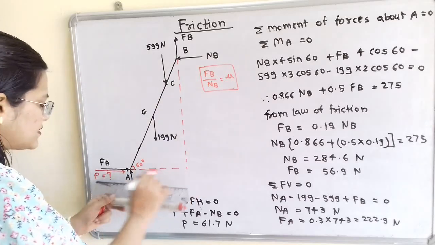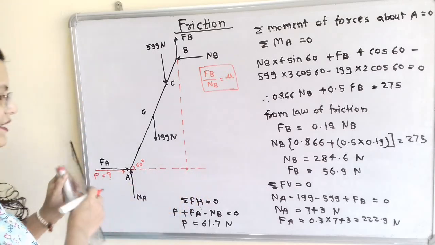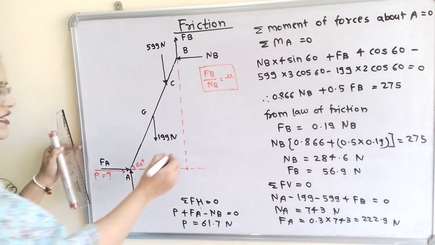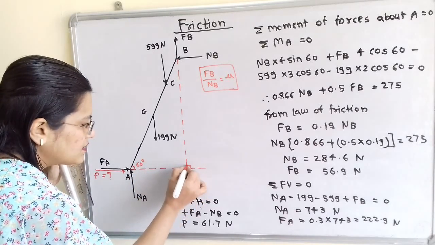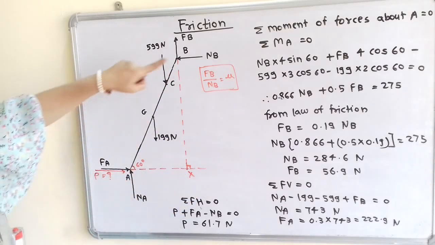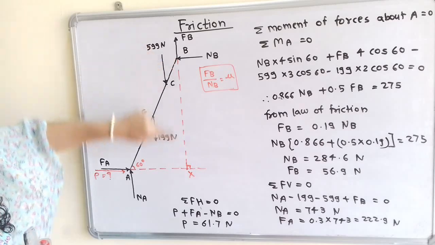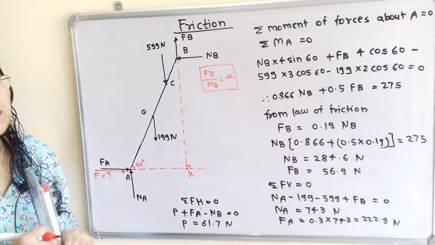And if I extend this line passing through point A, then here is one point I will get. We will say this point is X, and this is the perpendicular, that is a 90-degree angle between these two lines. So this force is multiplied by the perpendicular distance. So how do we find this perpendicular distance?